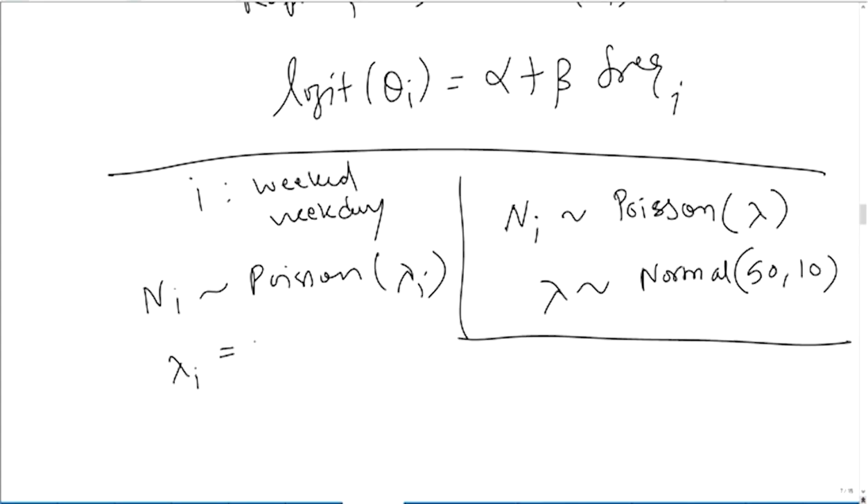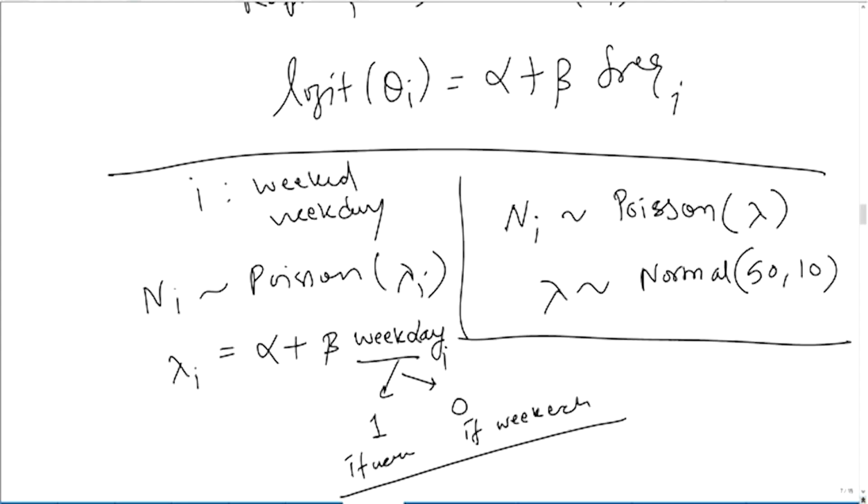So, let us say we write lambda as a linear function of alpha plus beta times weekday, whether it is a weekday on the ith day or not. Okay. So, by the way, this predictor will take value 1 if it is a weekday, and value 0 if it is a weekend, or 1 and minus 1, whatever you want to choose.